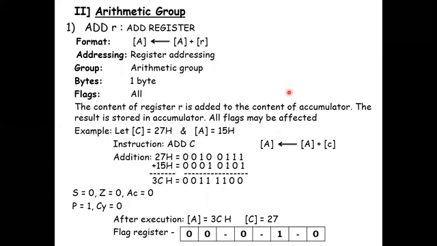Next, arithmetic group. So first one is ADD. So add with the register. So here they are using register addressing mode, arithmetic group. So byte will be 1, flags affected: all. That is, it will affect all the flags because we are going to perform an arithmetic operation. Okay, the content of register R is added to the content of the accumulator. So the result is stored in the accumulator. So that means all flags may be affected.